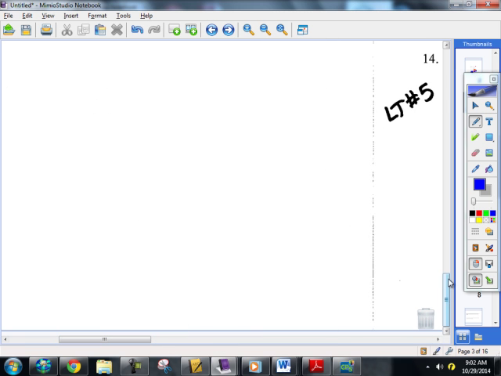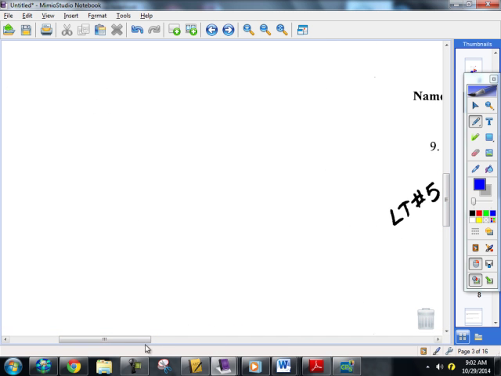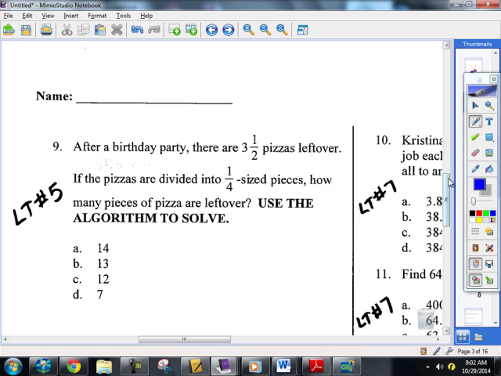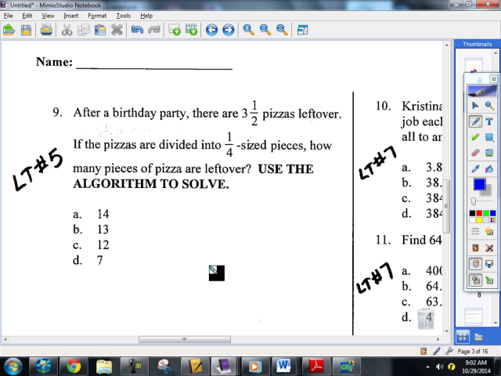Okay, here we go. Let's keep it going here. This one, the correct answer is A. Go ahead and give yourself a check or an X and also count it wrong. And yes, you need to show work.